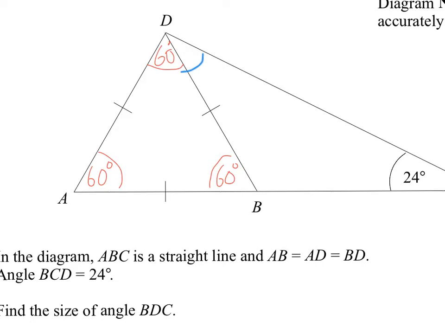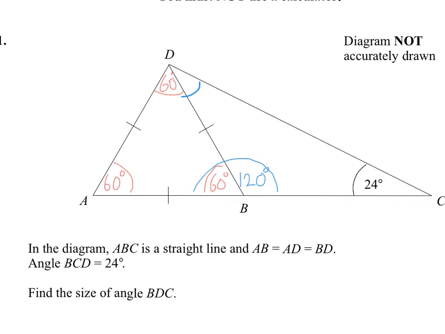Second mark for quite simply identifying that angles on a straight line add up to 180 degrees. So this angle here is quite simply 180 take away this 60 degrees. So that means that this angle here is 120 degrees. We're nearly there. That's got me my second mark.